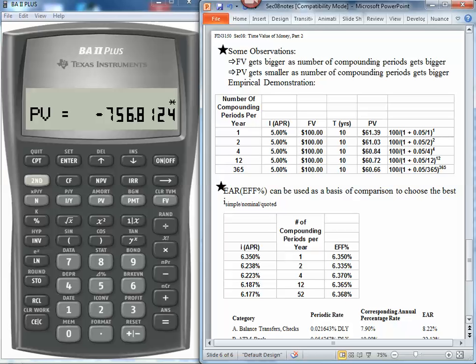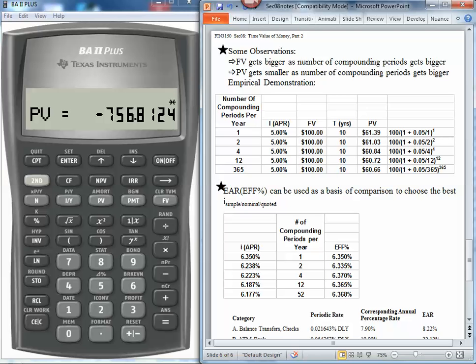So, some observations. Future value gets bigger as the number of compounding periods gets bigger. Present value gets smaller as the number of compounding periods gets bigger. When we're comparing interest rates, we need to compare not just the interest rate itself, but the number of times it compounds per year. So in this example, we see that with 5% compounded once per year, the present value of $100 is $61.39. When it's compounded daily, however, the present value drops to $60.66.